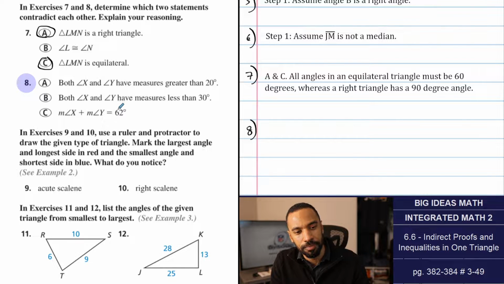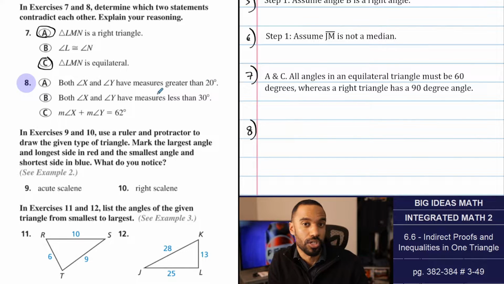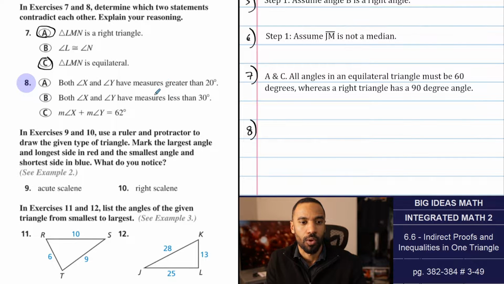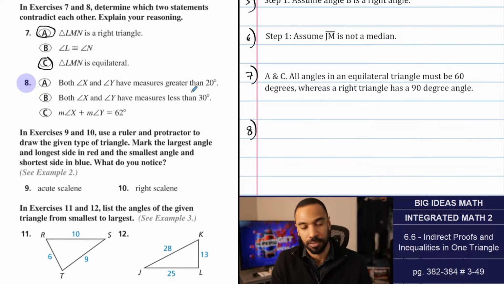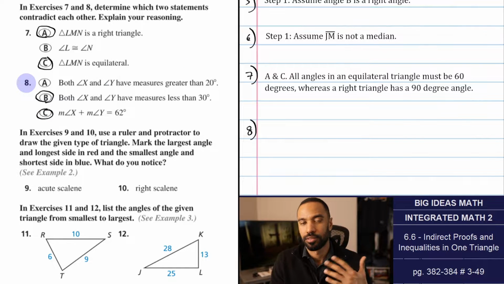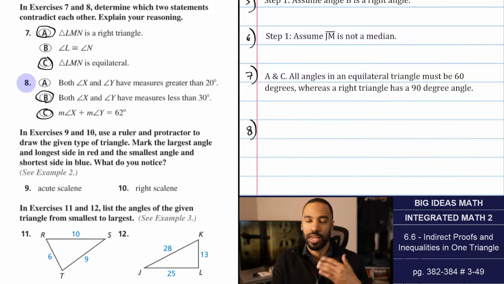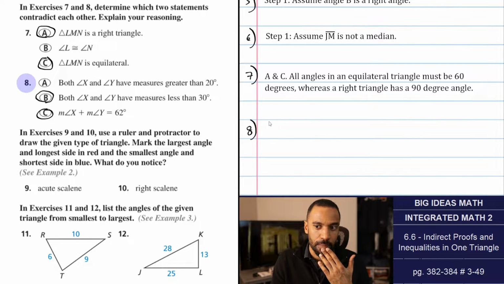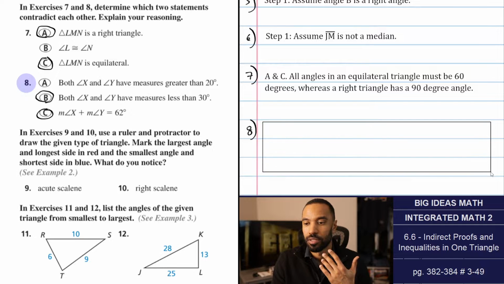You could obviously have a 61-degree angle and a 1-degree angle, where they have to be greater than or less than. Well, not necessarily. Okay, they couldn't both be less than, right? Because if they were both less than 30 degrees, then you'd be looking at a sum that's less than 60 degrees.